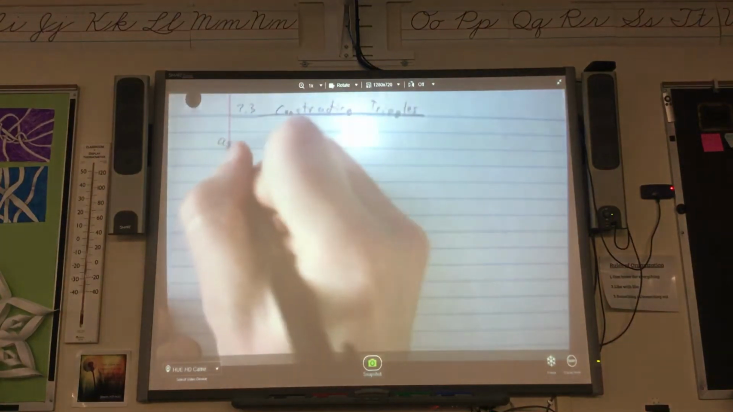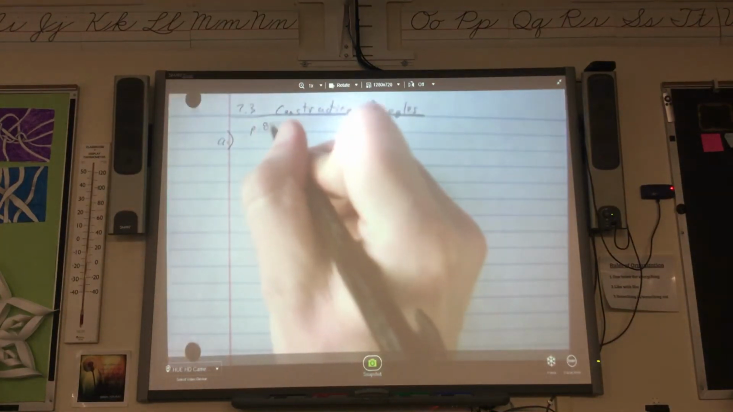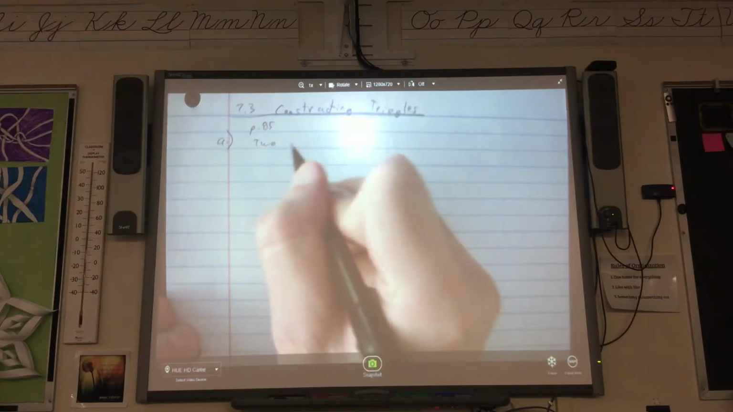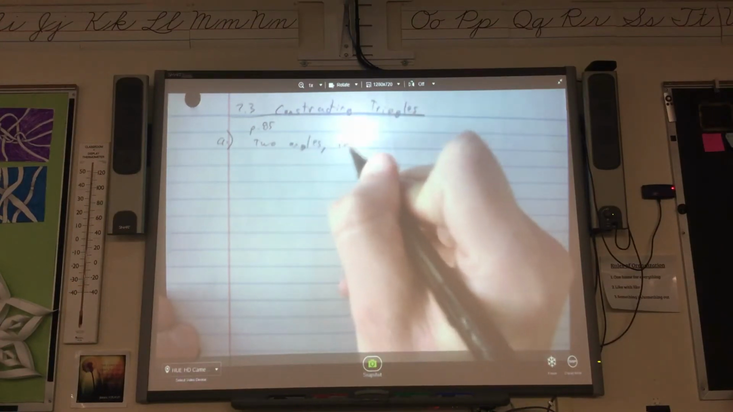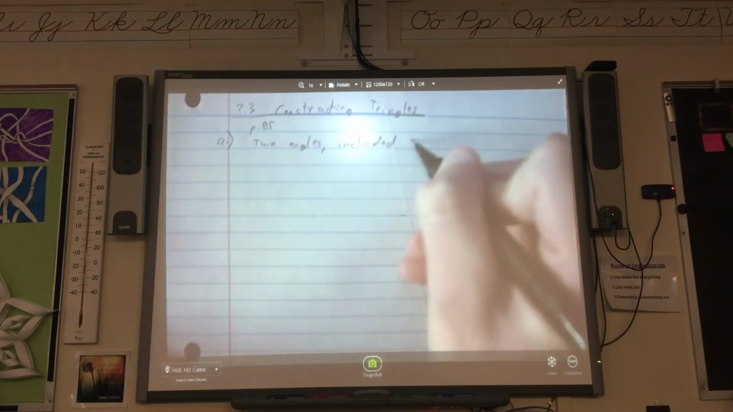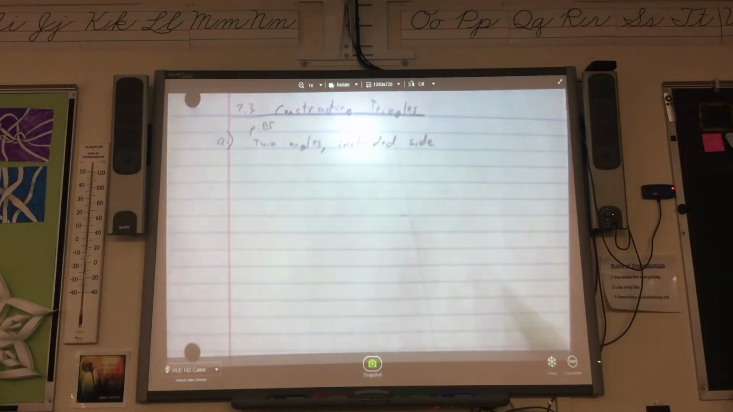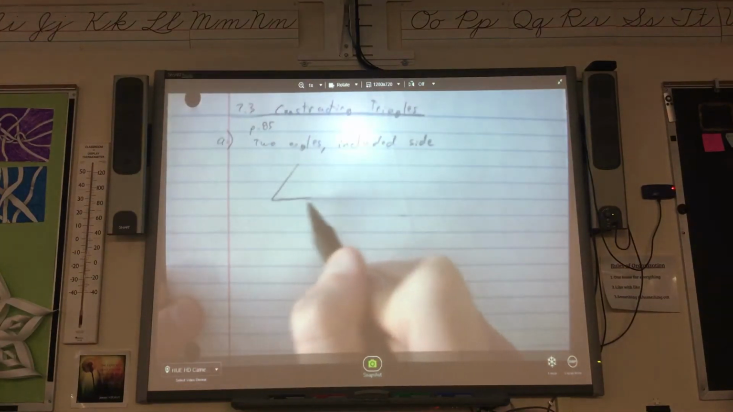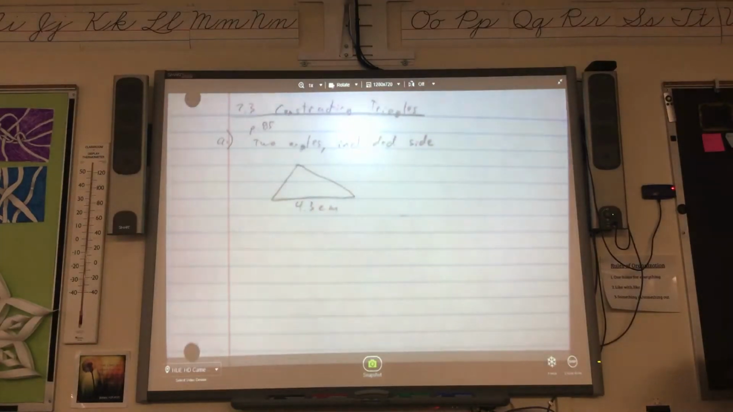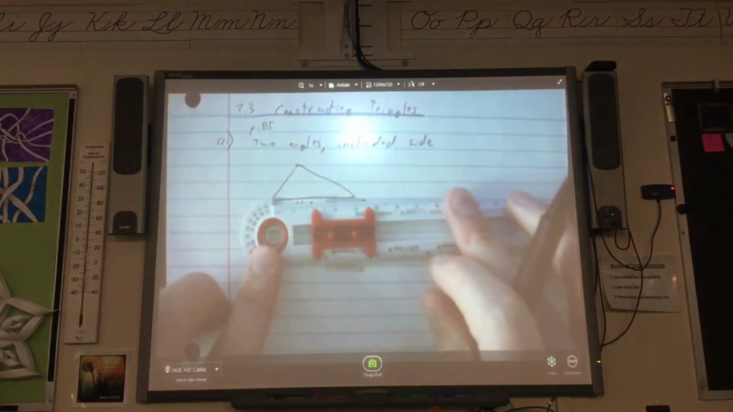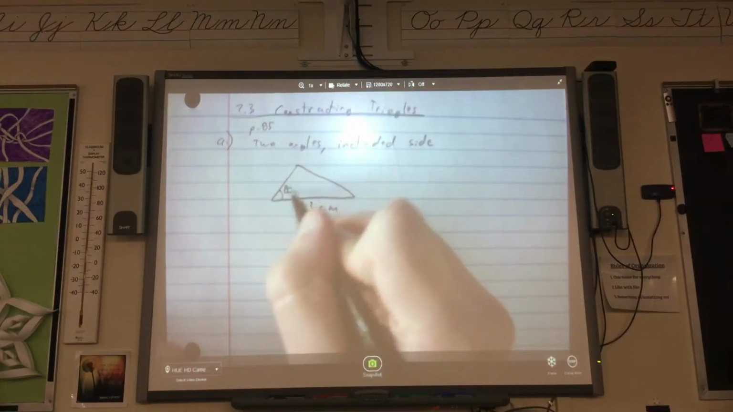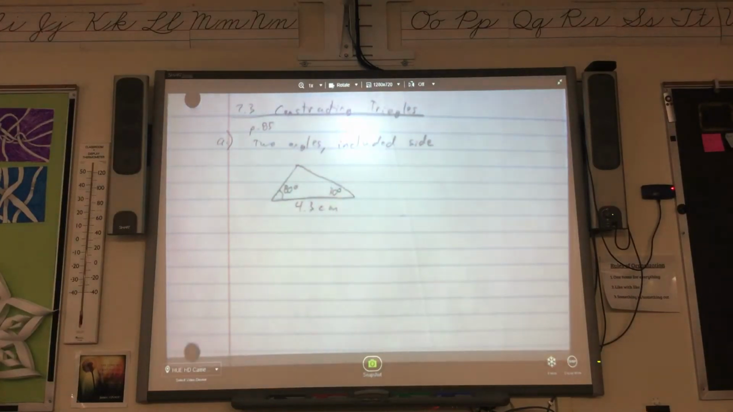So part A on page 85, part A talks about the two angles and an included side. So it's got 80 degrees as one measure, 30 degrees as another, and then it says 4.3 centimeters. I didn't measure that, it's not exact, it's probably not actually 4.3 centimeters. Actually, it's pretty close. Now look at that, I drew it freehand too. So 80 degrees, 30 degrees, and 4.3 centimeters.